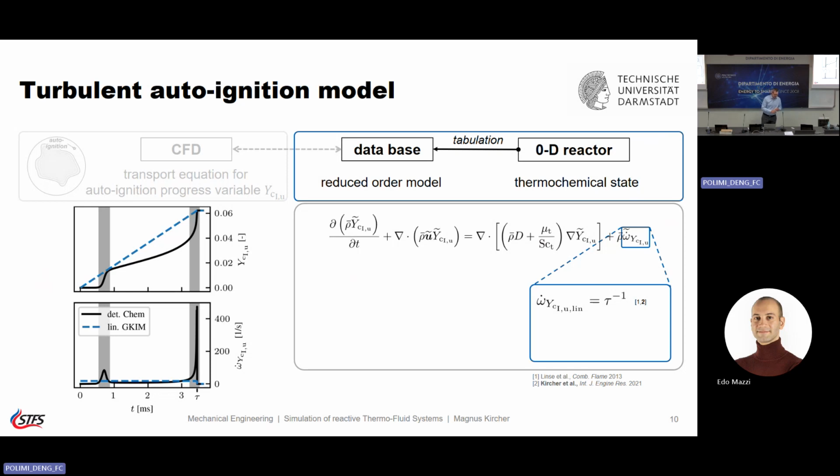Now, as the left plot shows, this approximation by just using the inverse of the autoignition delay time may not be the best use for the operating conditions investigated here. So that's why we adapted this model, and now the source term is determined by the detailed autoignition progress of the autoignition progress variable, and we are able to capture the autoignition characteristics that are relevant for the operating conditions of the engine.